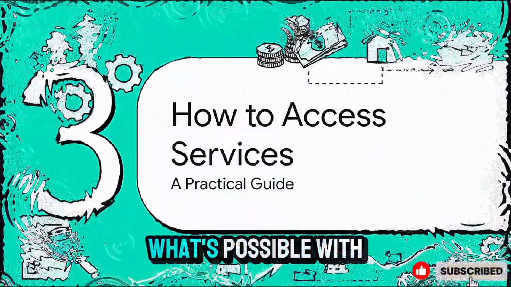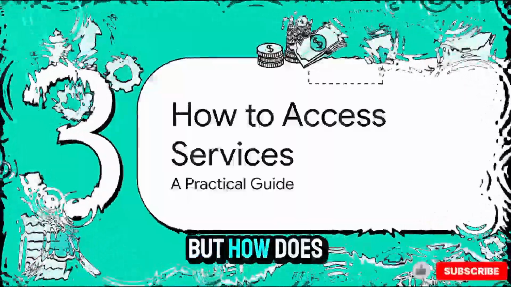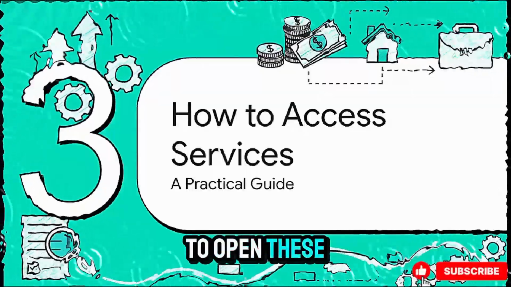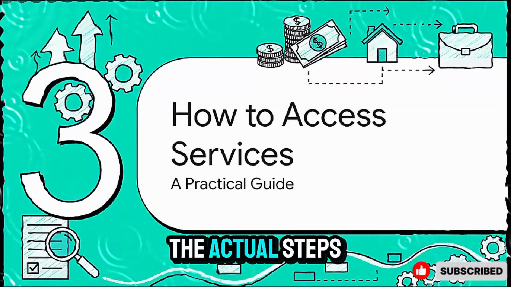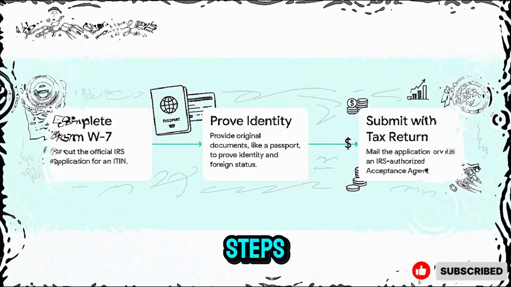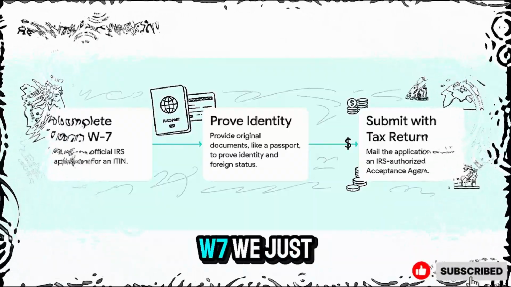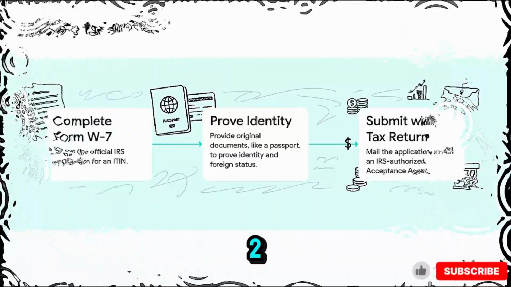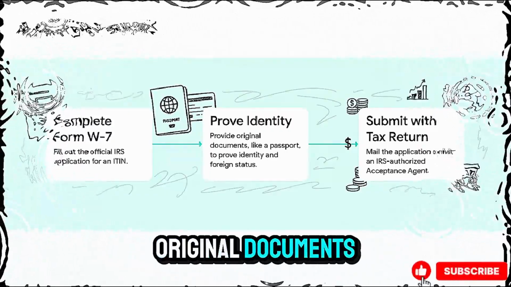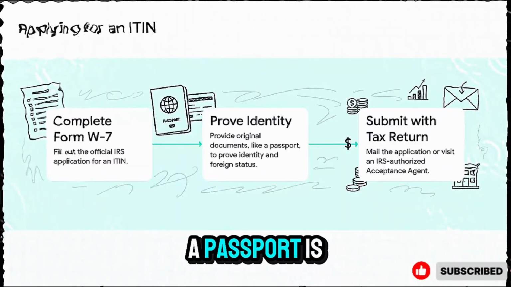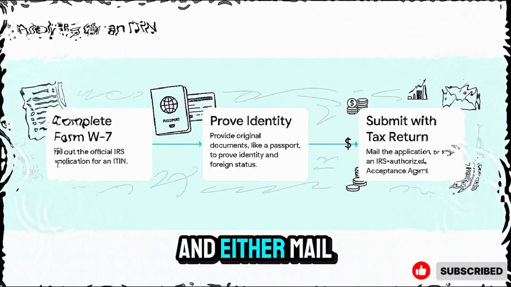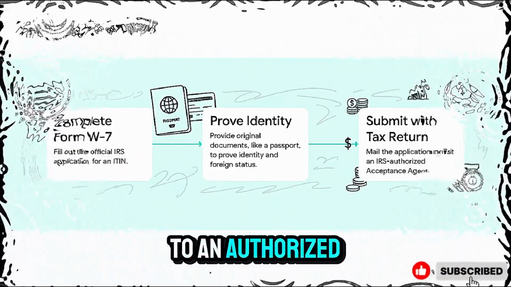So, we've seen what's possible with an ITIN, but how does someone actually do it? How do you get one and then use it to open these doors? Let's break down the actual steps. The whole process really boils down to three main steps. One, you fill out that Form W-7 we just saw. Two, you've got to prove who you are and your foreign status. This means providing original documents or certified copies. A passport is the most common one. And three, you package it all up with your tax return and either mail it to the IRS or take it to an authorized agent.